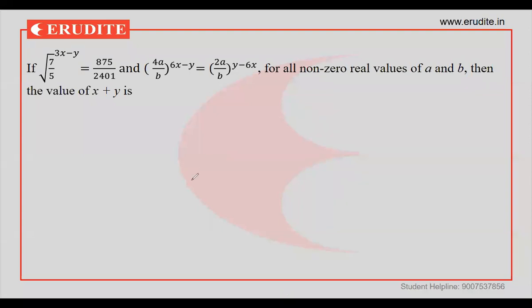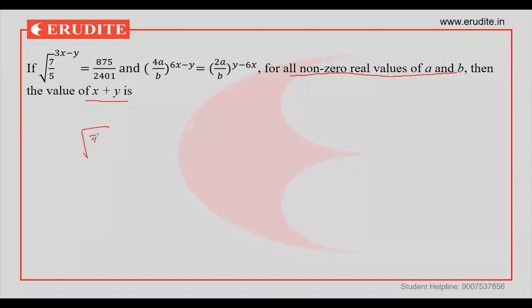Hello everyone. So we are going to discuss this question. This question came in CAT 2022 slot 3. What they're saying is that if (root 7 by 5) to the power 3x minus y is equal to 875 by 2401, and (4a by b) to the power 6x minus y is equal to (2a by b) to the power y minus 6x, for all non-zero real values of a and b, then we have to find out the value of x plus y.